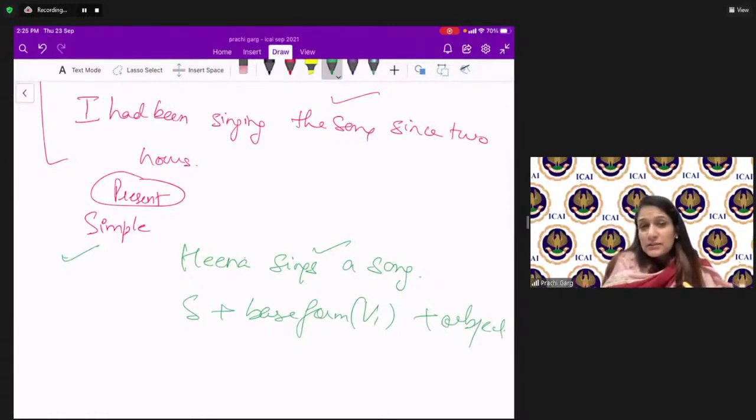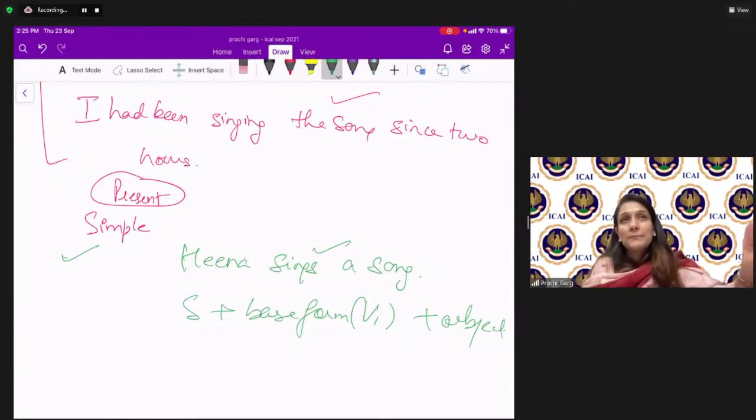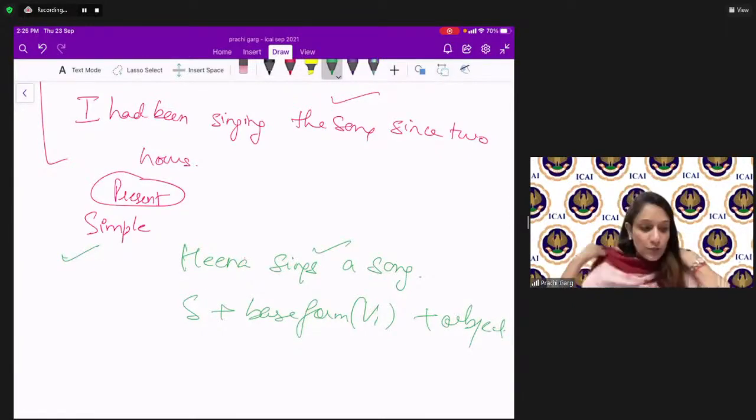Now, when do we use simple present tense? Simple present tense is when we talk about habits, when we are talking about something that we generally do. For example, if I say I teach English, right? I teach English means that this is something that I do, right? It's not necessary that I am teaching you at the moment.